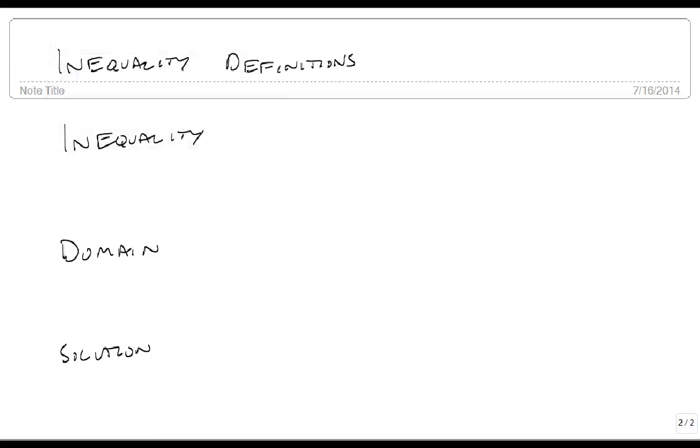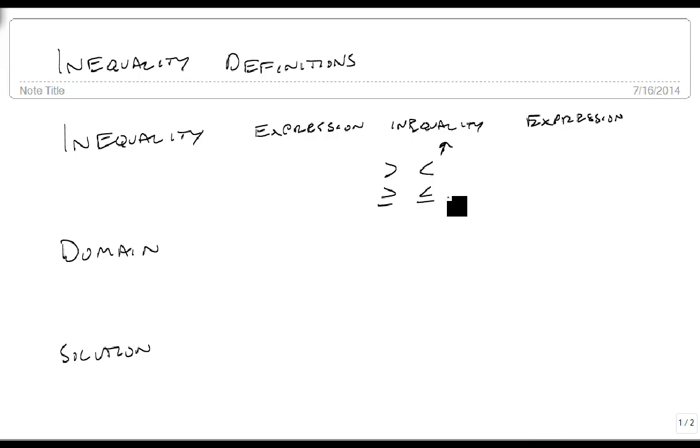We are now going to provide definitions for inequalities. An inequality is anytime we have an expression with an inequality in an expression, where this inequality is greater than, less than, greater than or equal to, or less than or equal to. And if we see any of these, then we're dealing with an inequality.